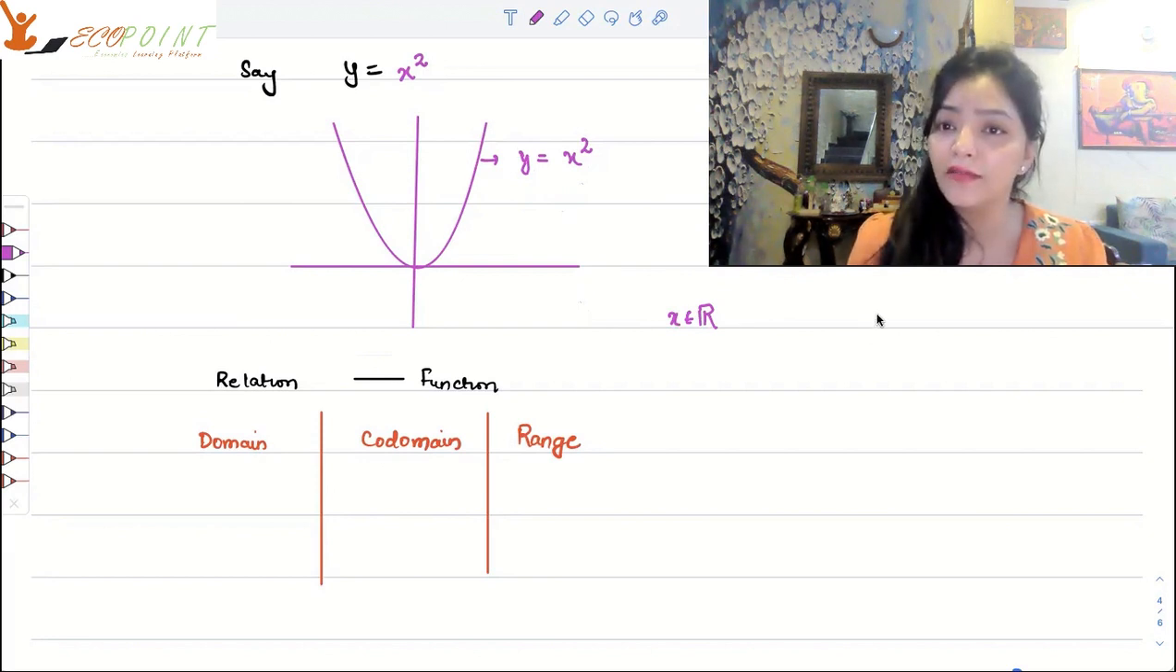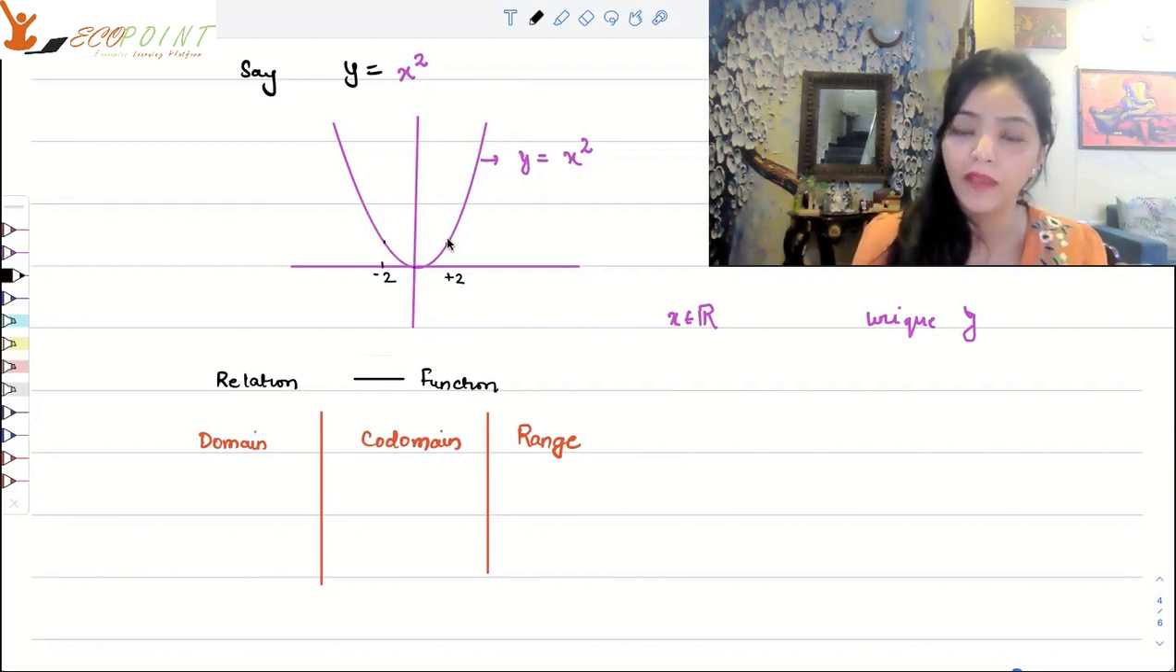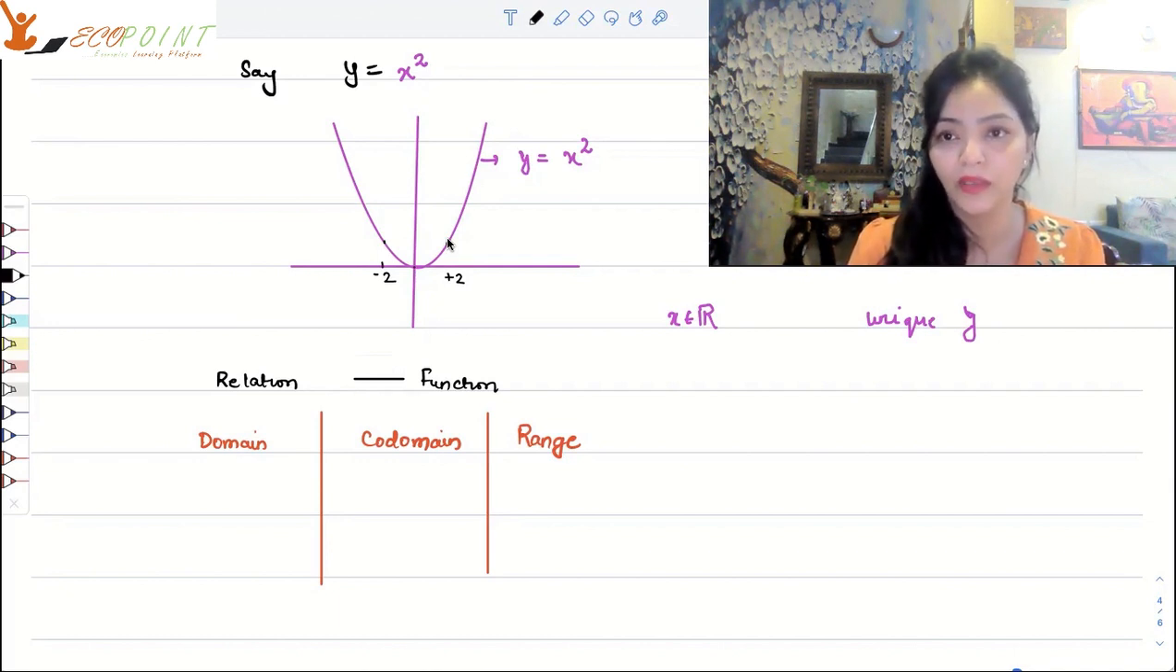This is a valid function not just because of that, but because for every input that I give, I am going to get a unique y. You can see it in the graph itself. For every x that you put in, you will get a unique y. Yes, -2 and +2 can have the same value 4, but that's okay. That 4 is unique for -2 and that 4 is unique for +2. So this relation is indeed a function.